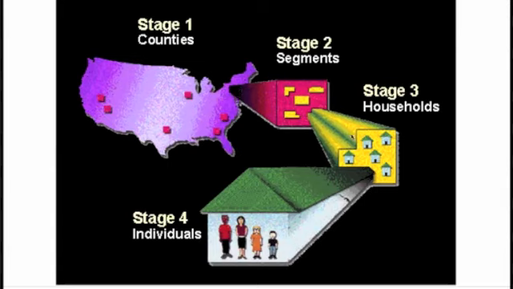Stage 3, now we randomly pick households inside of there. And stage 4 is we randomly select the individuals. This one has 4 stages. It's a lot more than we'll be dealing with.